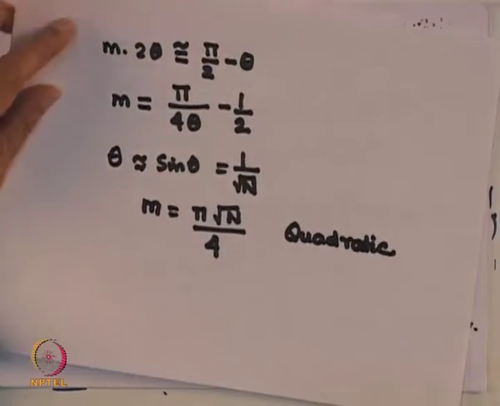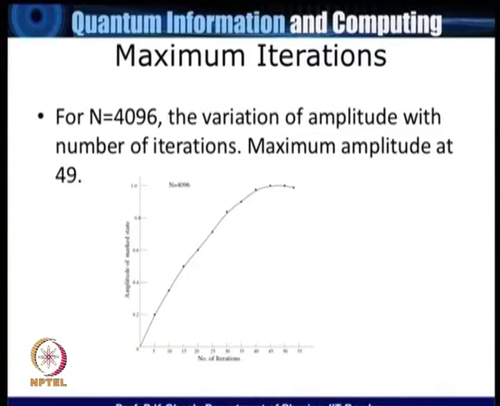Now what I have done, which you can very easily do in your leisure time, I have taken a very large number, but typically a database search will have much more. So try to work this out. It's a very trivial program that you write. This n is equal to 4096. I have taken 4096 because it just happens to be the square of 64, so that initially my amplitudes are 1 by 64. What I have plotted here is the variation of the amplitude of the marked state as a function of the number of iterations.